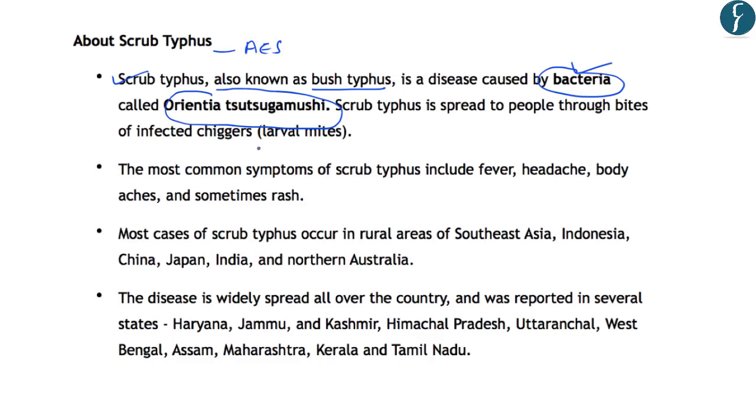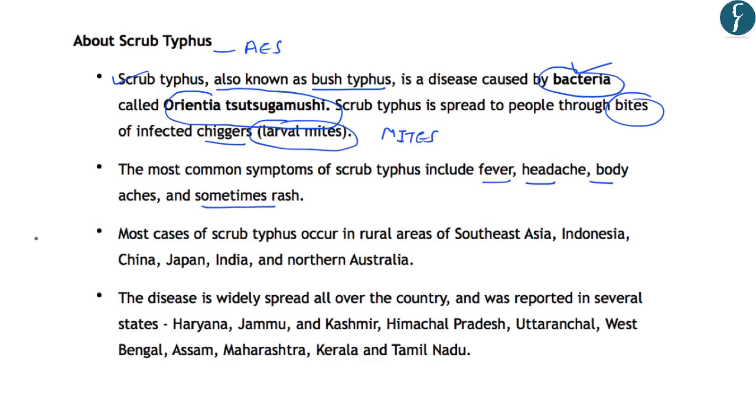And this bacteria is known as Orientia tsutsugamushi. And scrub typhus is spread to people through the bites of infected chiggers, which are known as larval mites. So scrub typhus disease is spread to people by mites. The most common symptoms of scrub typhus include fever, headache, body aches and sometimes rashes.